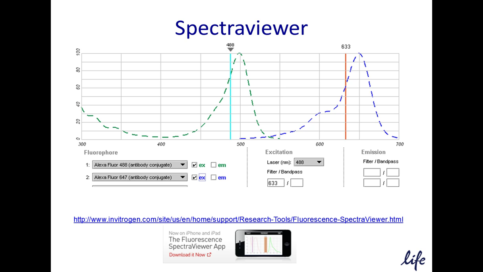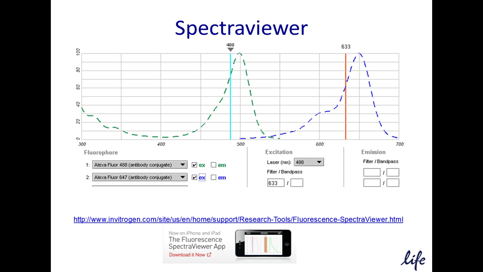The excitation and emission spectra must be examined carefully when choosing two or more fluorophores to use simultaneously in an experiment, so that the fluorophores can be excited in a manner that will generate distinct emissions. Spectraviewers like the one offered on the Life Technologies website are very helpful for this.